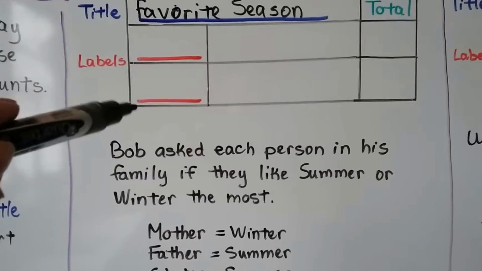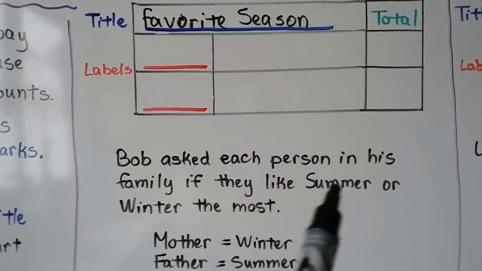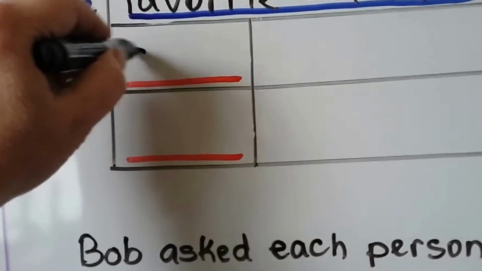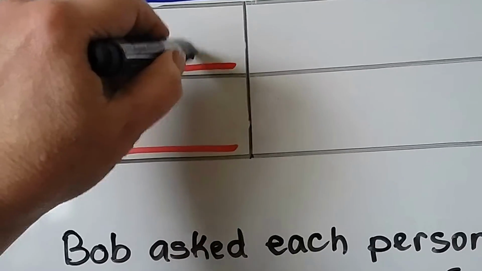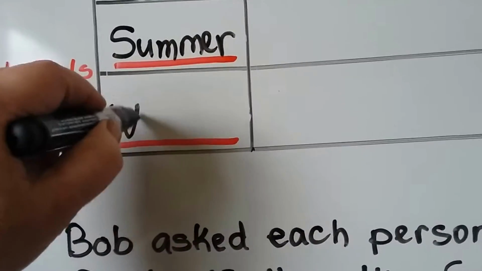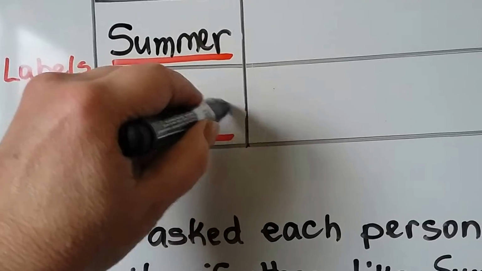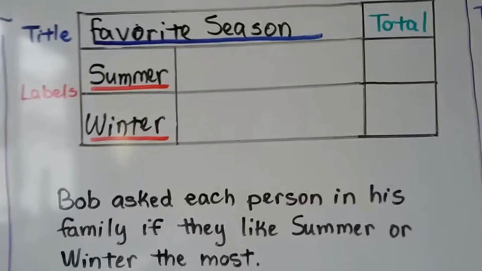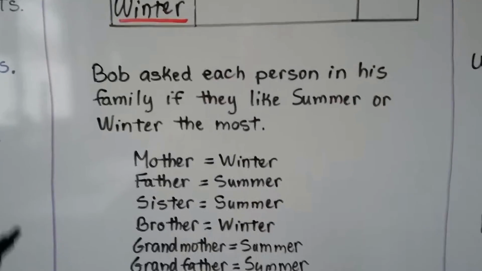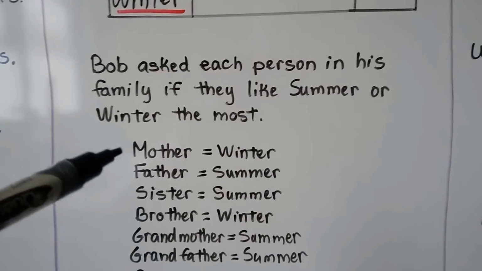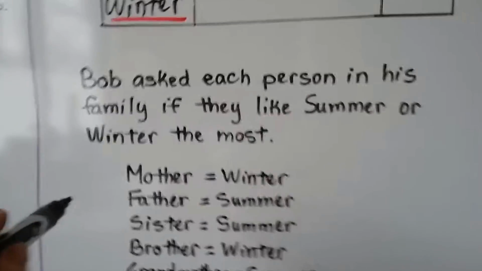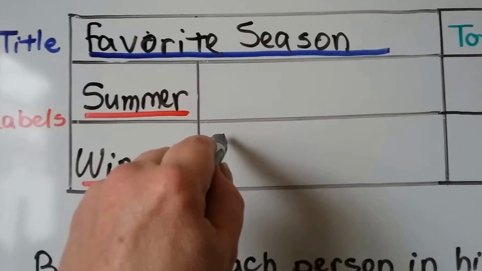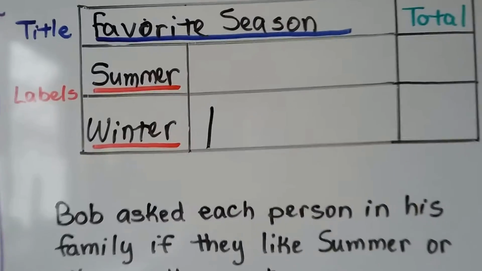Now we need to fill in the labels. He asked them if they like summer or winter. So that would be our labels. There we go. Now when we tally them, we can put them here and then we can total them. So here's the answers that he got from his family members. His mother said she likes winter. So let's put a little mark here to show that we're doing mother. She likes winter, so we're going to put 1 tally mark here. That's 1 vote for winter.